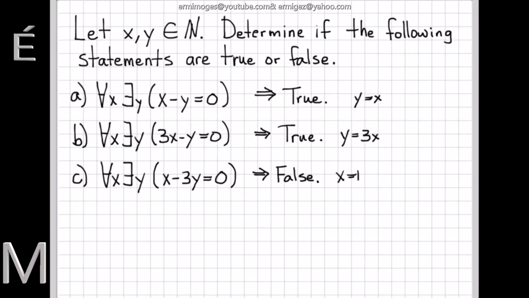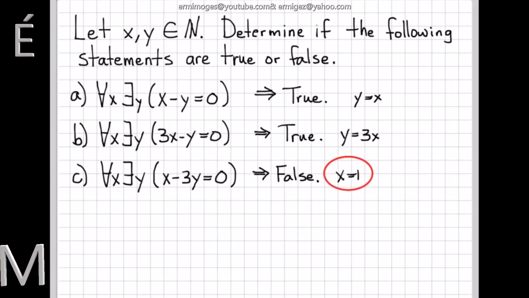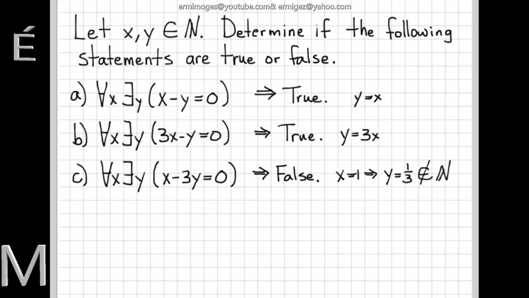And this is a specific example, just consider the case x equals 1 that we just talked about. So when establishing a statement is false, all you need to do is find one spot where it fails to be true. So here's our counterexample right here, x equals 1, that tells us this is not a true statement, it is false. Because in that case, y would have to be equal to a third, which is not in the natural numbers.